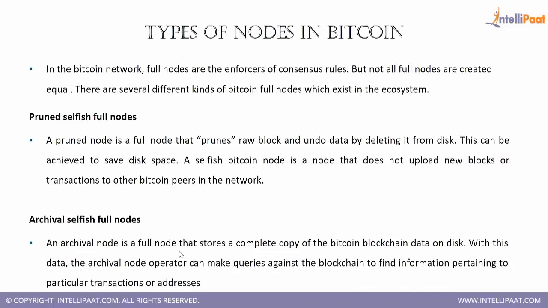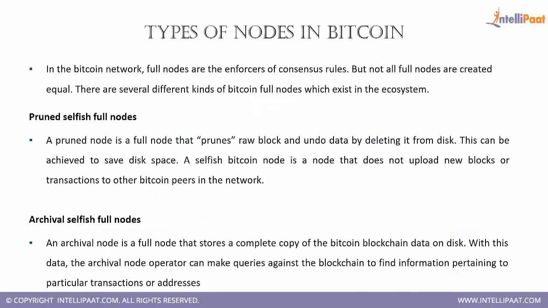Archival nodes: an archival node is a full node that stores a complete copy of the Bitcoin data on disk. With this data, the archival node operator can make queries against the blockchain to find information pertaining to particular transactions or addresses.